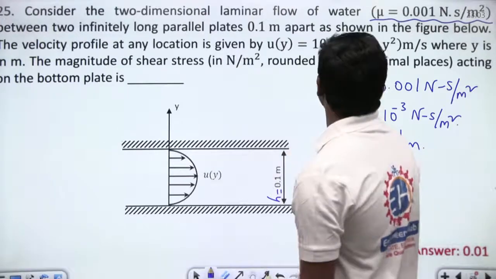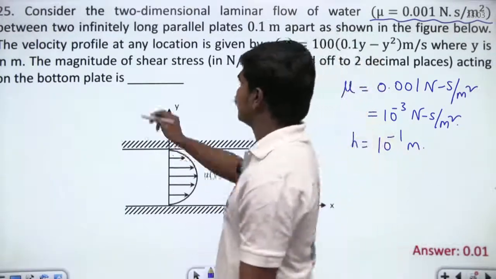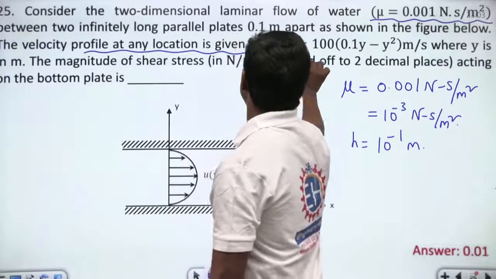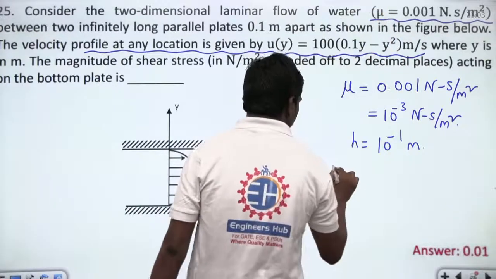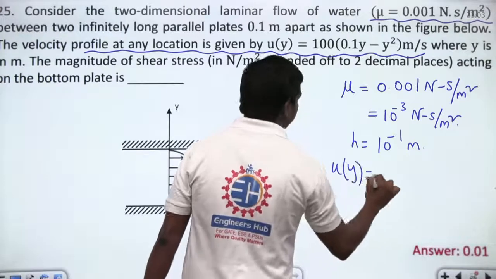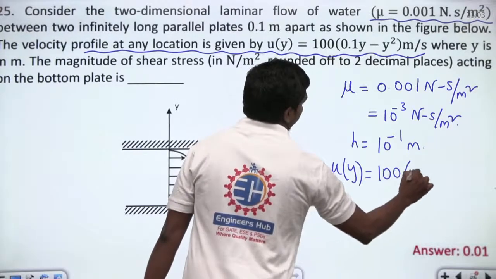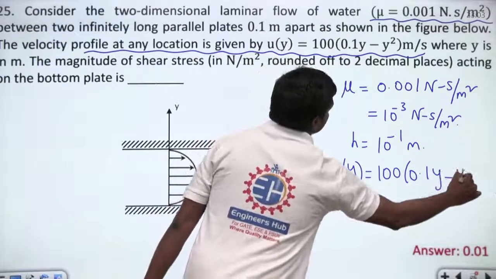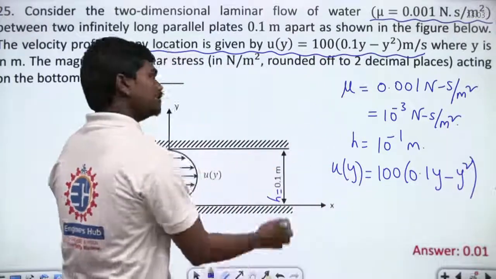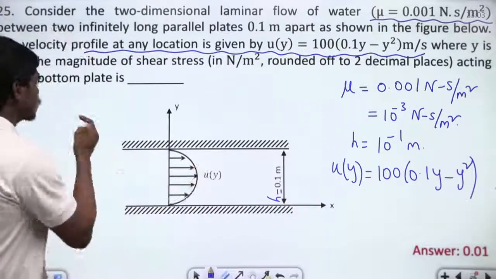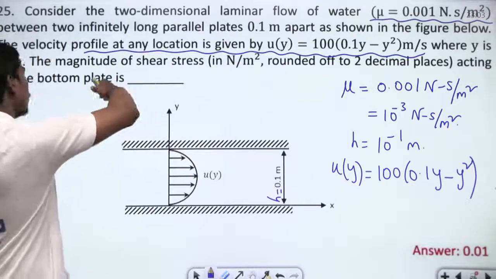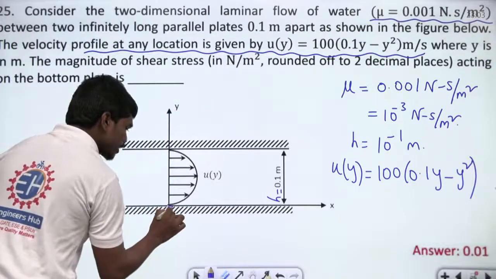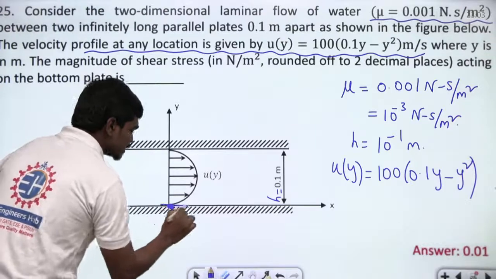We also have the velocity profile at any location given by u of y is equal to 100 times of 0.1 y minus y square, where u is in meters per second and y is in meters, of course. The magnitude of the shear stress, rounded off to 2 decimal places, acting on the bottom plate is asked. So this is the bottom plate, and they are asking you the shear stress at this location.